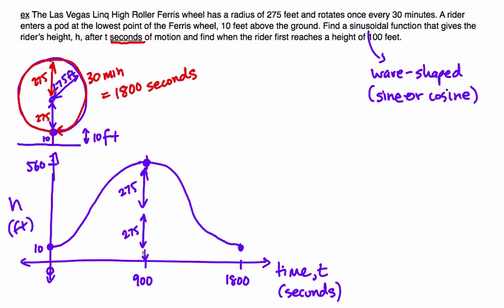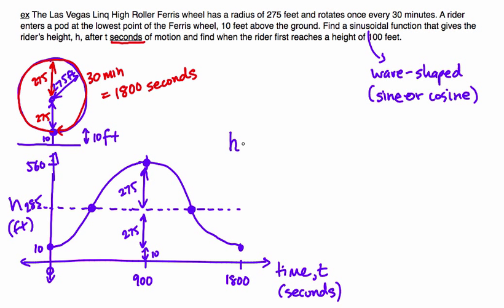The 10 feet that you started off, plus 275 as you go up, and then 275 more as you get to the top. And it's going to be important where this midline is, and that midline is at 285 feet. 275 and 10, 285 feet. And that's where these 2 points would occur.